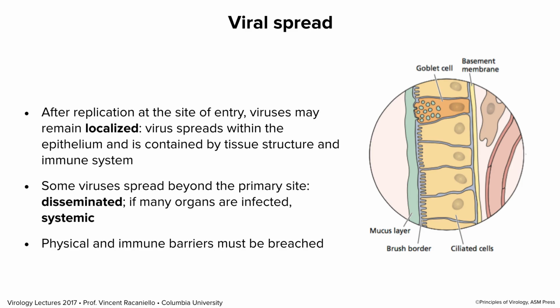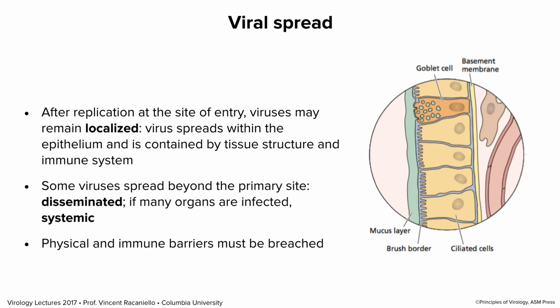The virus infects an epithelial cell, spreads laterally, you get a respiratory infection, but some spread. Some are disseminated, we say, when a virus spreads from the initial site of infection, whether that be the skin, eye, respiratory, alimentary, or urogenital tracts. And when many organs are infected, we call this a systemic infection. Now, for viruses to spread from the initial site of infection, physical and immune barriers have to be overcome. So what do I mean by that?